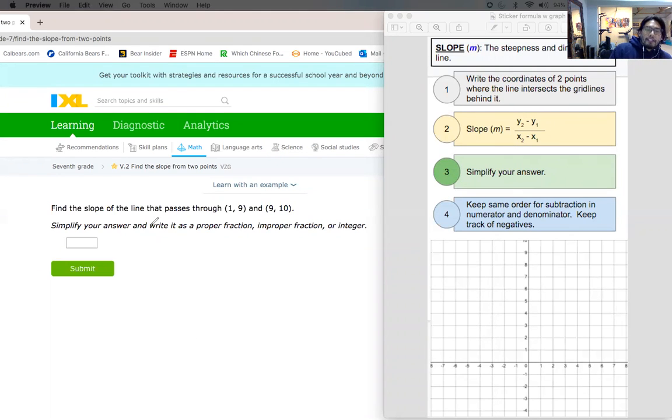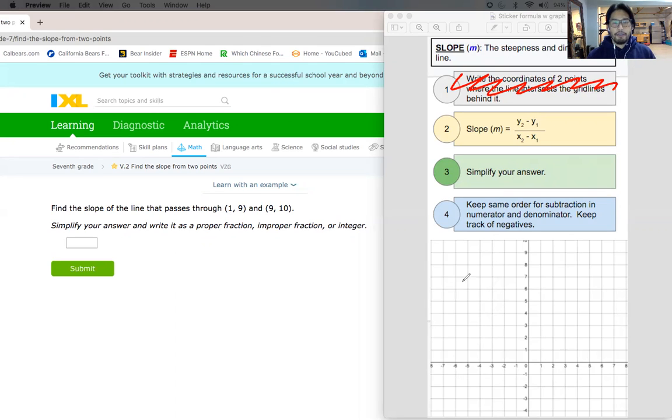So VZG, you're going to find the slope of a line that passes through the point (1, 9) and (9, 10). Simplify your answer and write it as a proper fraction, an improper fraction, or an integer. All right, so first thing we've got to do, write the coordinates of 2 points where the line intersects the grid lines behind it. We don't need to do that. They do that for you. They give you the 2 points. And I'm going to graph these 2 points for you every time so that you can see what we're talking about, but you do not have to graph it. I'm just going to graph it for you to show you.